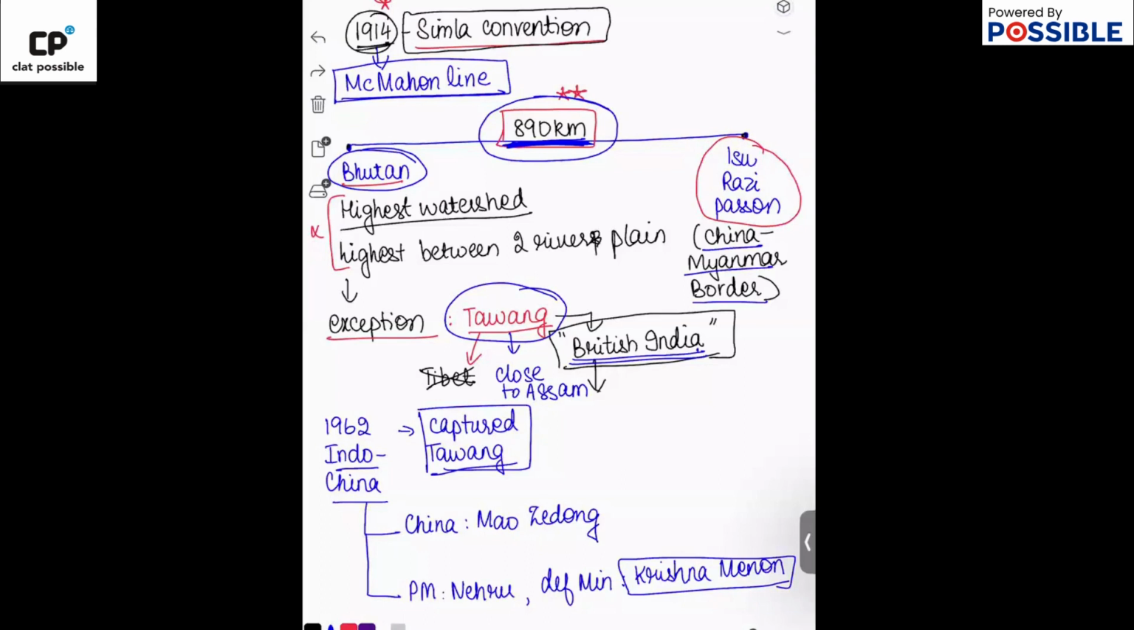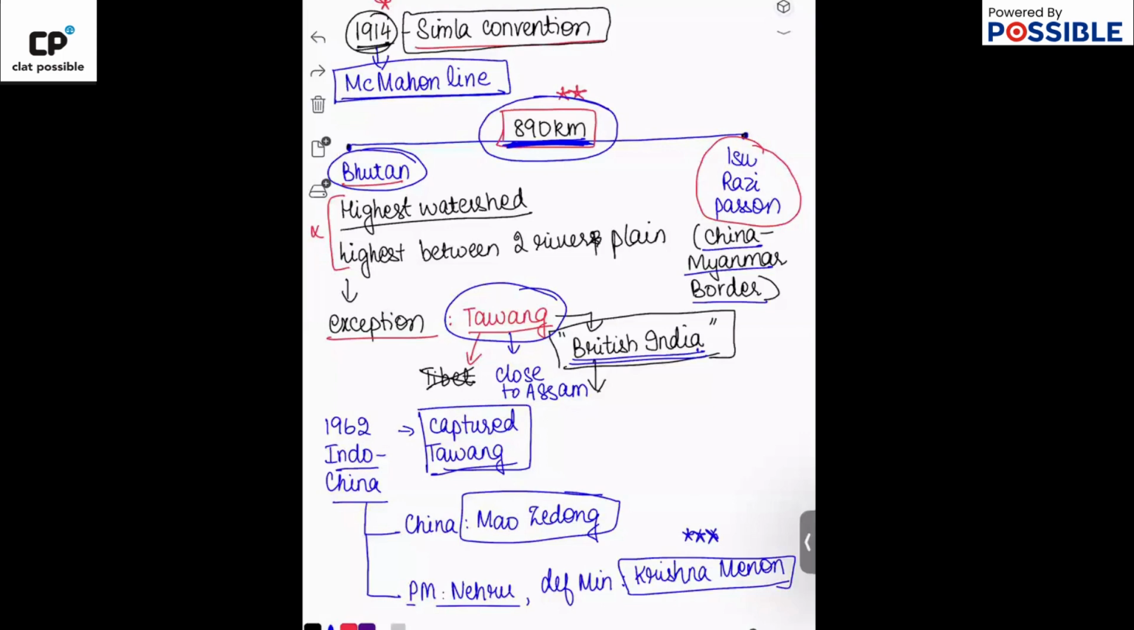And in 1962 the Chinese army had come up to Tawang, they had captured it, though that is a different matter, that they retreated, right. So the head of China at that time, the Premier, was Mao Zedong. We'll talk about that and Taiwan in just 2 minutes. The PM was Nehru, who was doing Hindi Chini Bhai Bhai. And the defense minister, very infamous defense minister of India, was Krishna Menon.